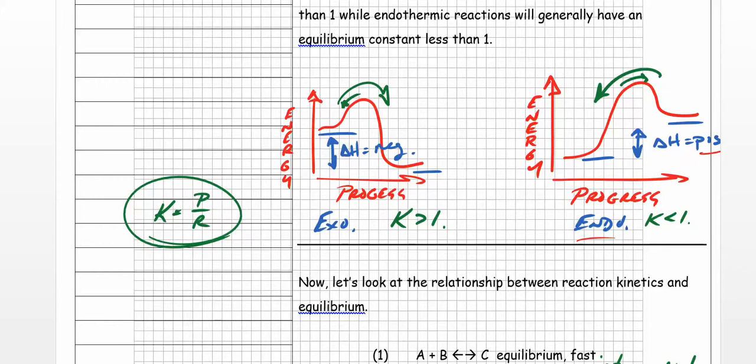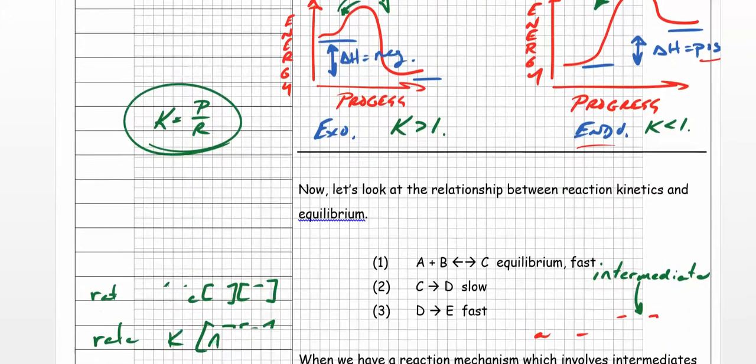So let's just review. What's the relationship between potential energy in a thermodynamic situation and equilibrium constants? For an exothermic reaction, K is going to be bigger than 1 because products are favored over reactants. For an endothermic reaction, the opposite is true. Reactants are favored over products, and therefore K would be less than 1. All right? So that'll do it for the relationship between general equilibrium and thermodynamics.